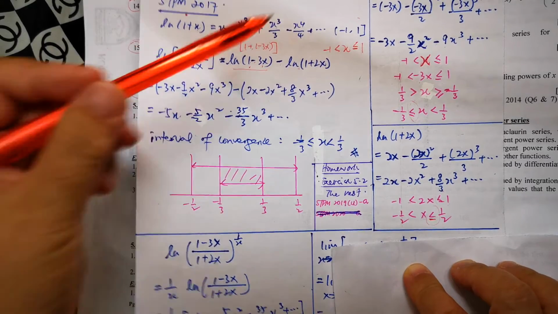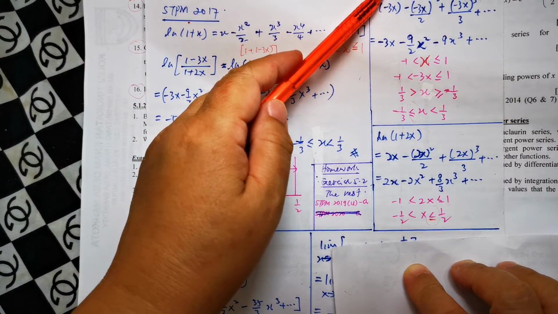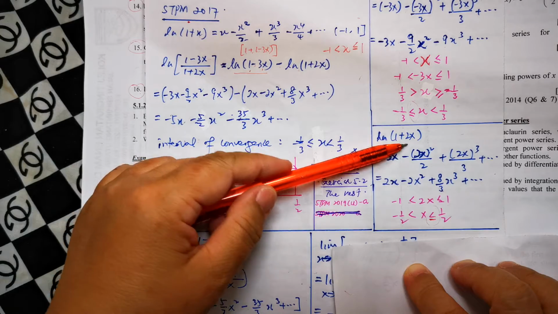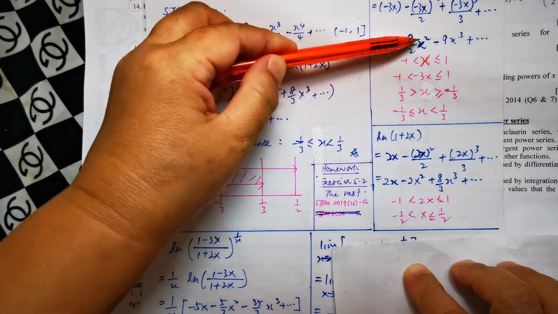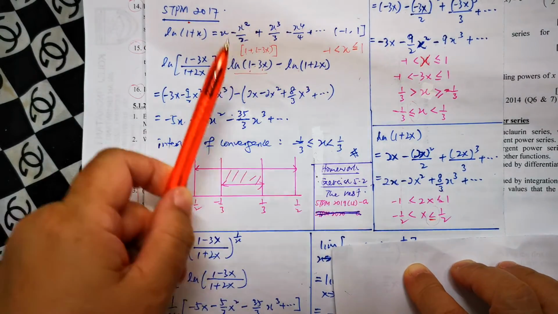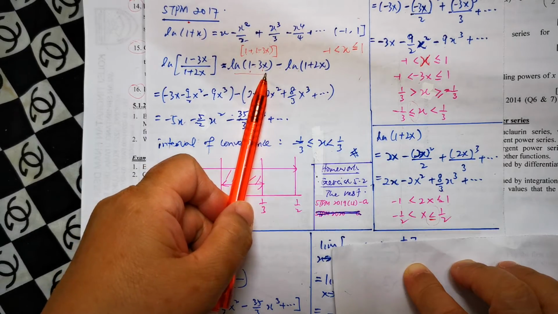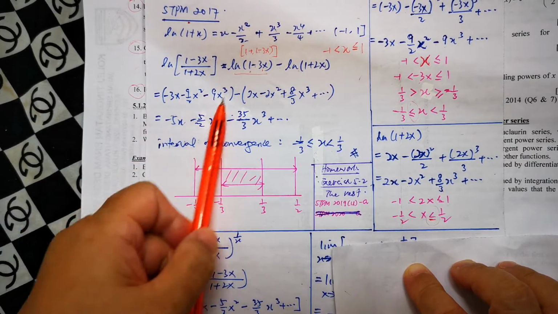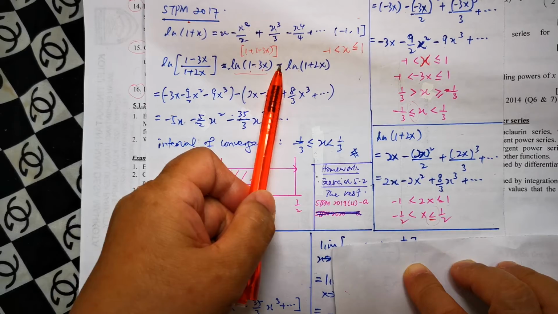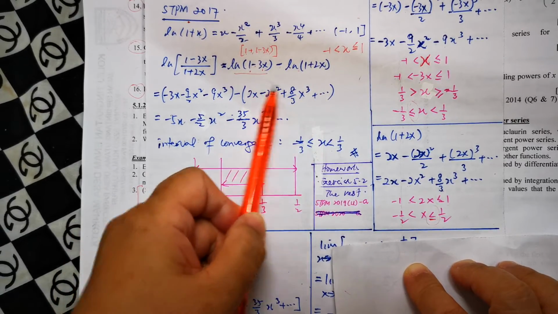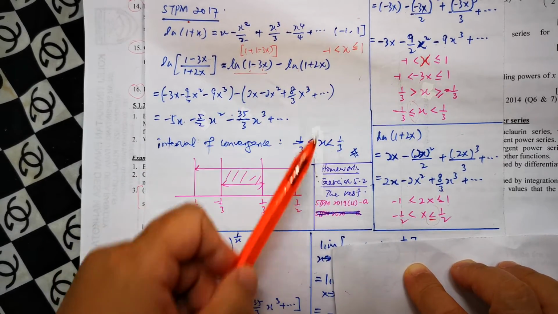Alright. So, I have calculated the expansion for ln(1 − 3x) and ln(1 + 2x). Then these two expansions, we sub back into the question. So, this first expansion minus the second expansion. When minus, please remember your bracket.